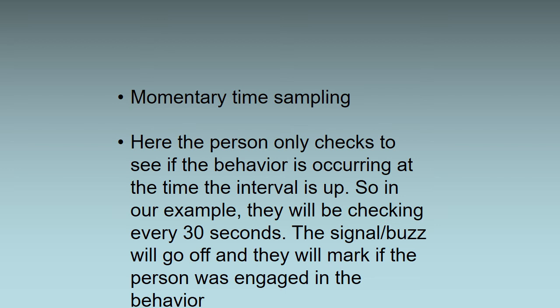Finally, we come to momentary time sampling. Here, the person only checks to see if the behavior is occurring at the time the interval is up. So in our example, they will be checking every 30 seconds. The signal or buzz will go off, and they will mark if the person was engaged in the behavior or not. Use the same data sheet.